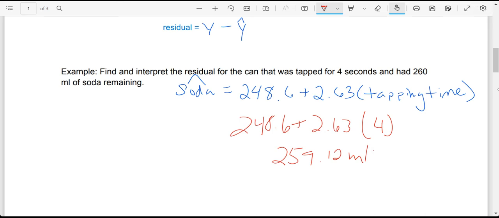Now the actual amount was 260 milliliters, right? So the residual would be the difference between what we actually found and what was predicted. Subtract them and you'll get 0.88 milliliters. So we can say that this can had 0.88 milliliters more than expected.